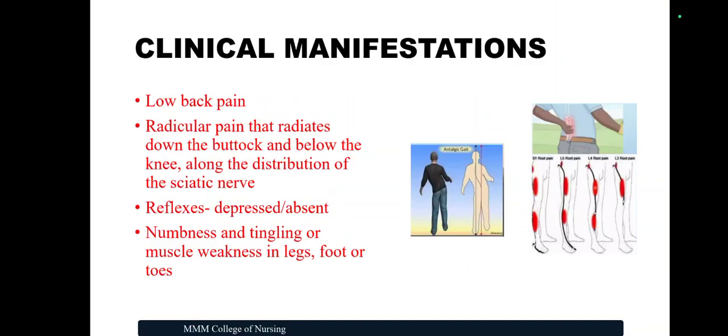Coming to the clinical manifestations. Clinical manifestations include lower back pain, and radicular pain that radiates down the buttocks and below the knee along the distribution of the sciatic nerve. Reflexes may be depressed or absent, with numbness and tingling, or muscle weakness in the legs, foot, or toes.